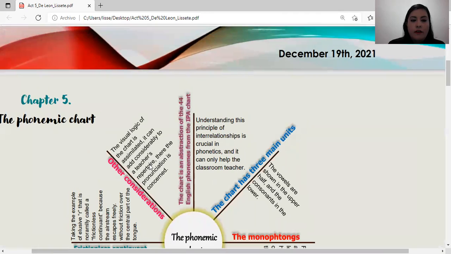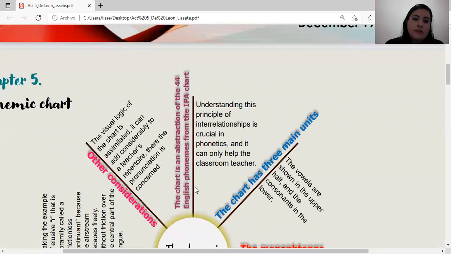Okay, first of all, I'm going to talk about the phonemic chart. The chart is an abstraction of the 44 English phonemes from the IPA chart. Understanding this principle of interrelationships is crucial in phonetics, and it can only help the classroom teacher.